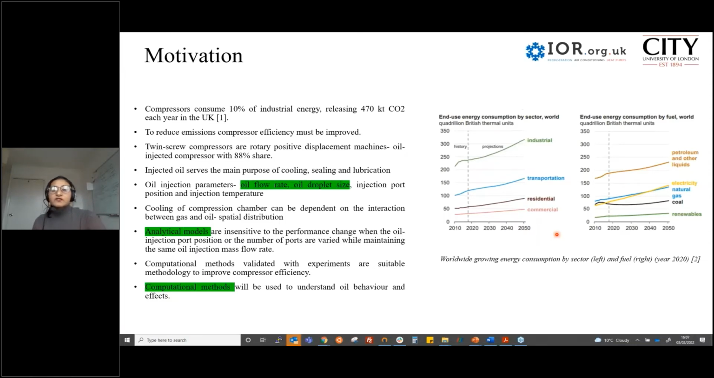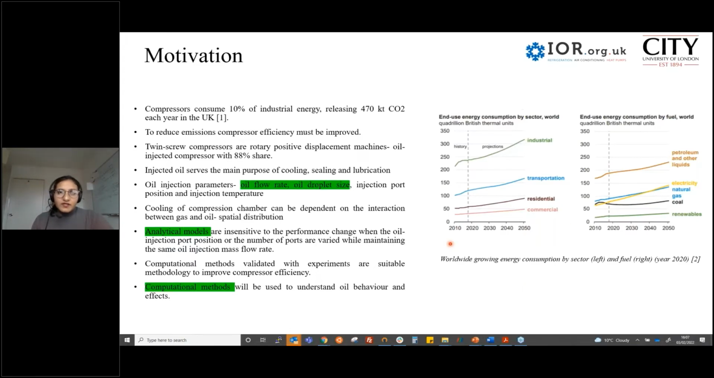Here our focus is on oil-injected compressors because they are a huge proportion of twin screw machines. Oil in these machines is very important for cooling, sealing, as well as lubrication. However, if we have an excess amount of oil, that would add to the losses within these machines. Therefore, what we want to do is optimize the machine, so that with the lowest amount of oil possible, we get very good efficiency with the compressors.